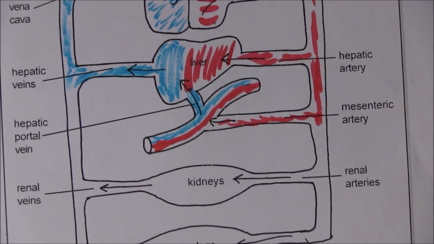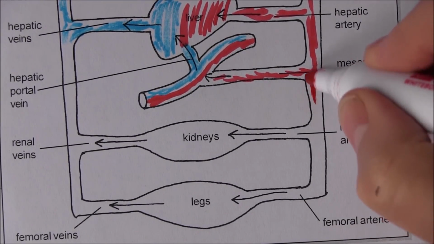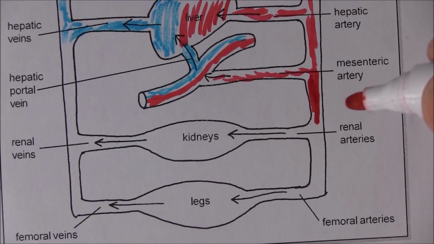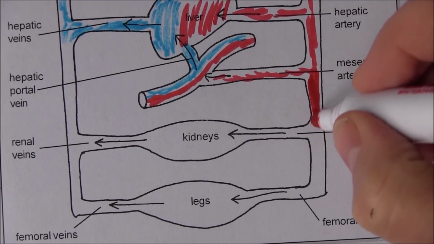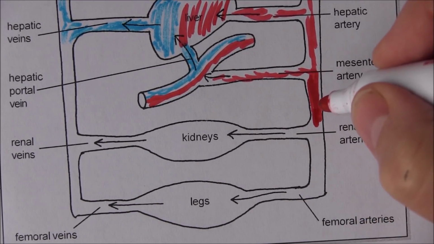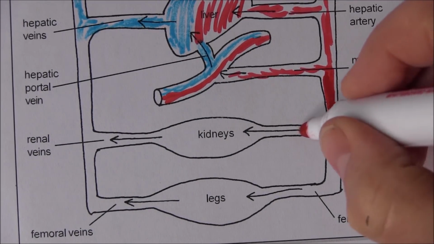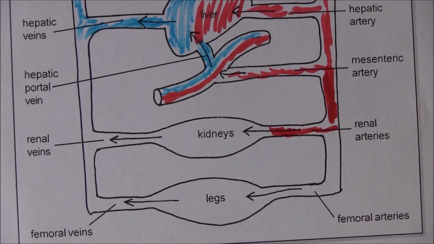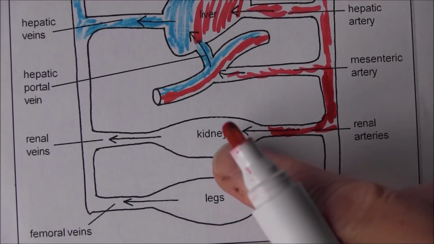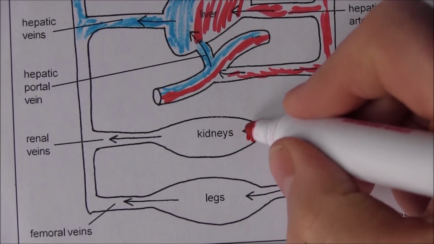Now, blood's going to carry on down through the lower part of the body, going down in the aorta to the abdominal aorta, and some blood is going to go to the kidneys. In fact, a lot of blood goes to the kidneys because the kidneys are where the blood is filtered and cleaned and the urine's produced.